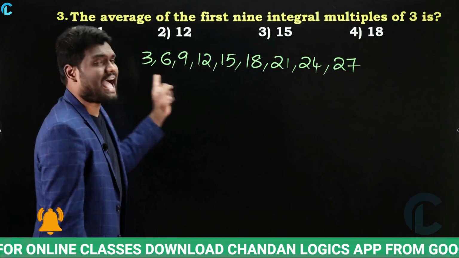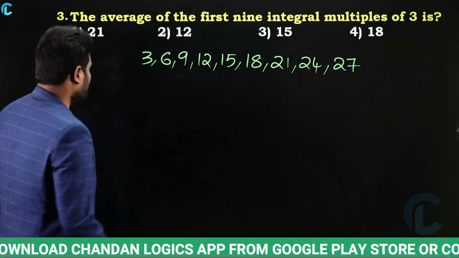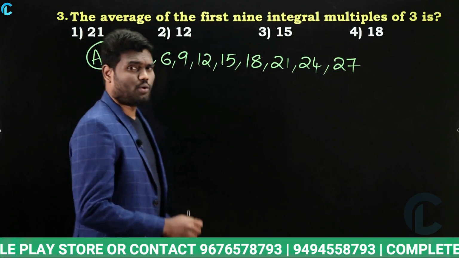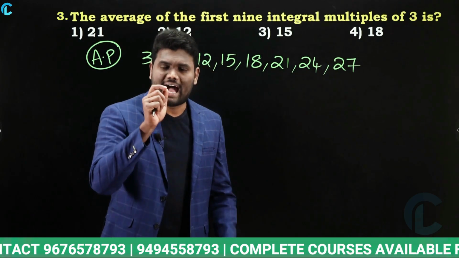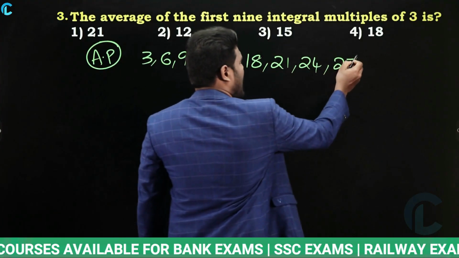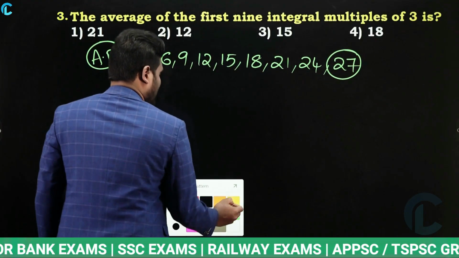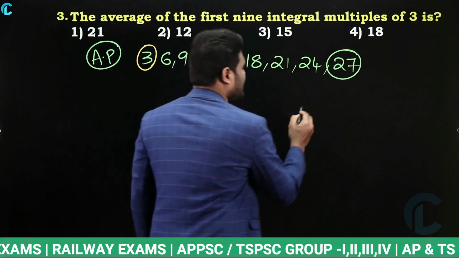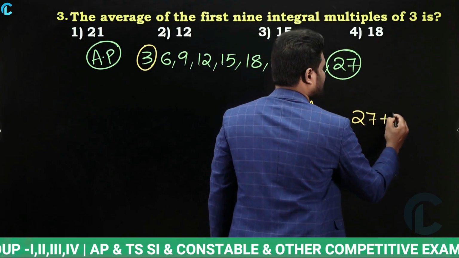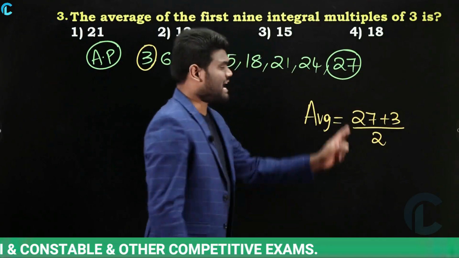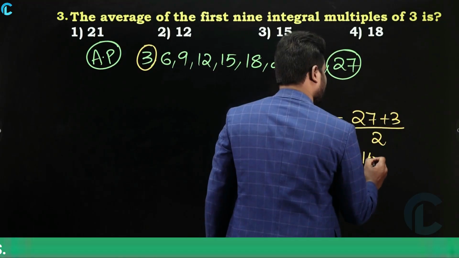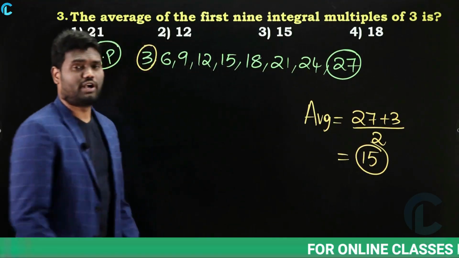Now he is asking us to find the average of these numbers. Already we know that this series is in arithmetic progression. If the given series is in arithmetic progression, as I have told you, average is nothing but highest number plus lowest number by 2. That is what we have discussed. Yes or no? So if you look here, the highest number is 27 and the lowest number is 3. So the average is 27 plus 3 by 2, that is nothing but 15. So we can say that the answer for this question is going to be 15.